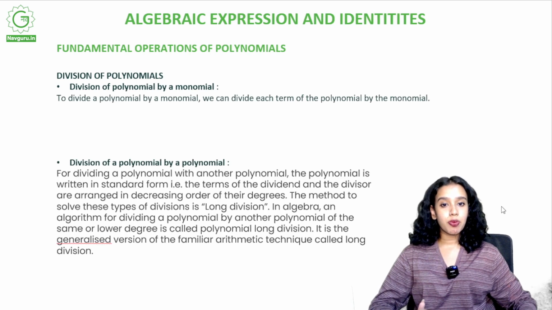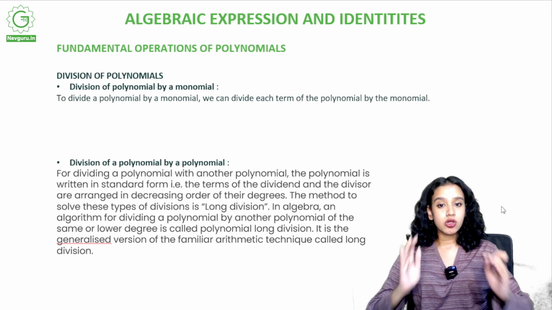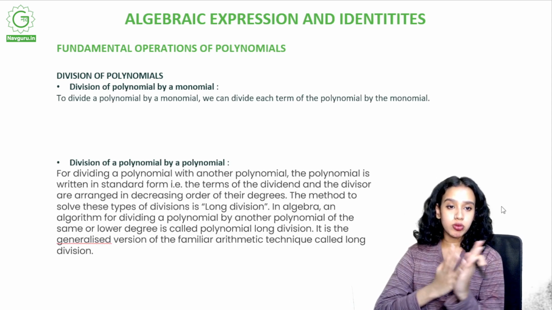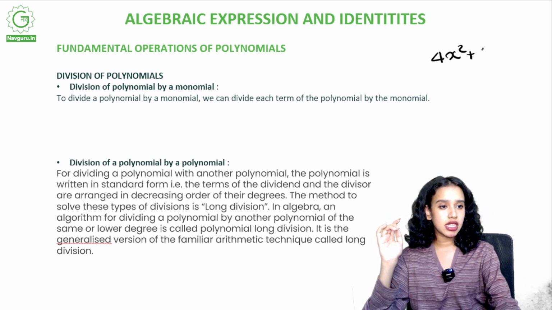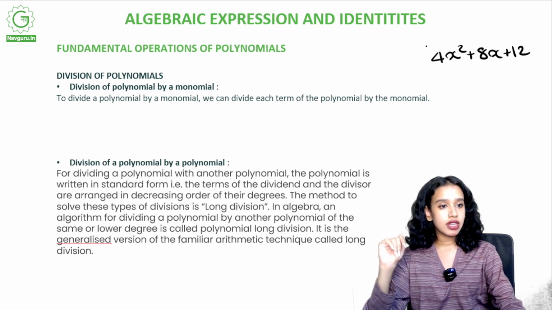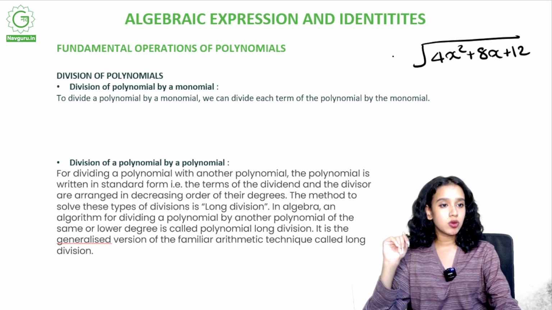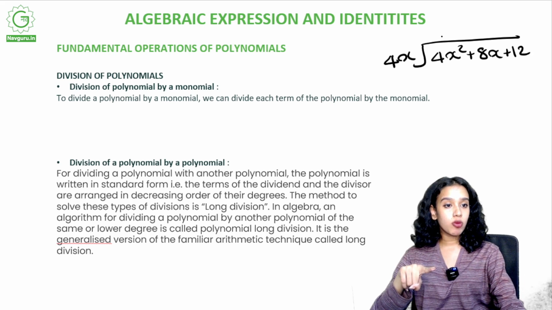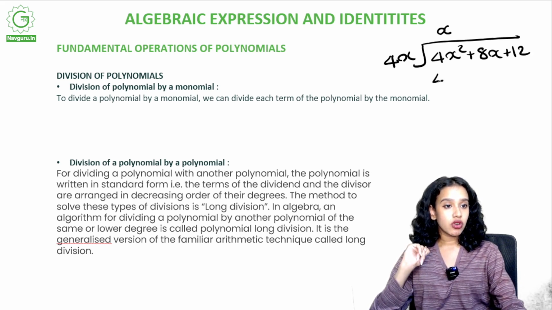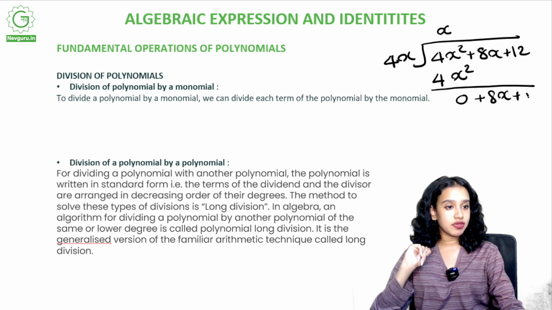Now, division of a polynomial by a monomial. So when we are dividing a polynomial by a monomial, let's say we have a polynomial here which is 4x square plus 8x plus 12, and we are dividing it by a monomial which is 4x, right? Now, how much times 4x is 4x square? We have x times 4x is 4x square, right? Now, this is 0 and we have 8x plus 12 left.